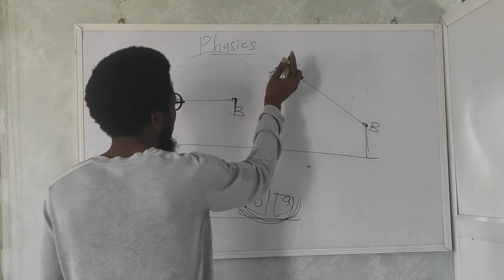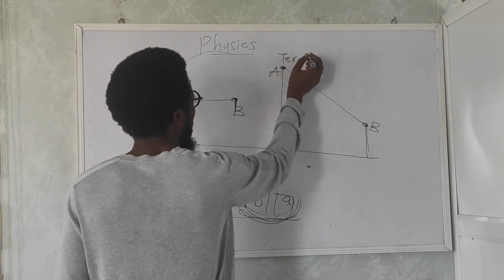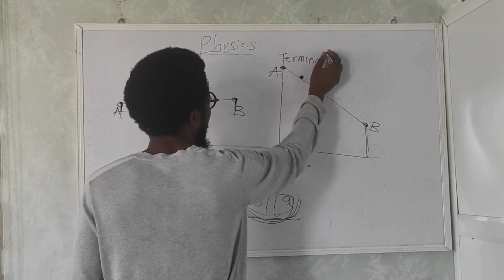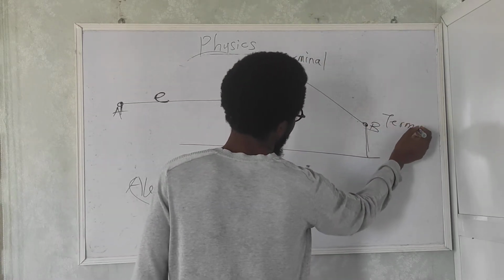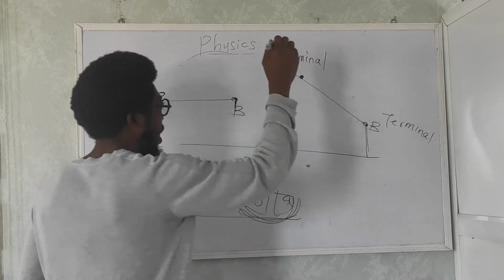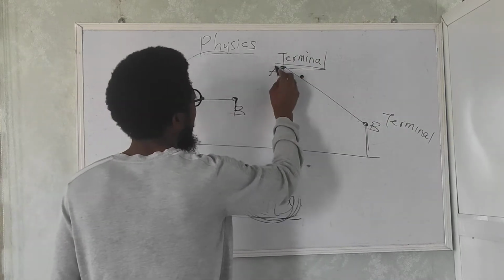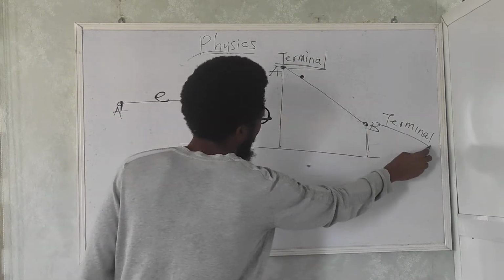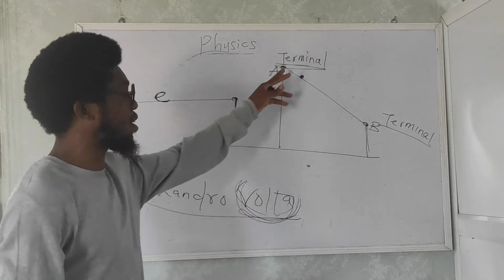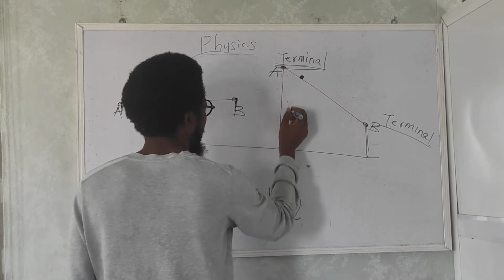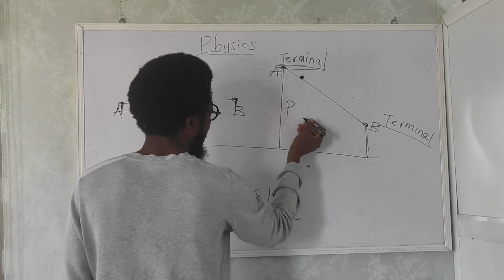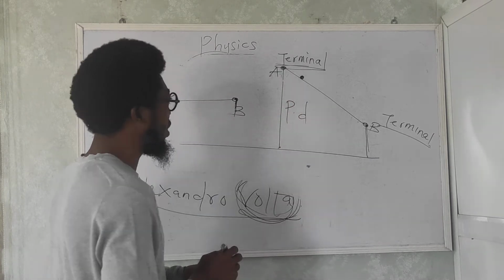So this end, I am going to now call it by its scientific name. And what do we call that? Terminal. And here is also going to be referred to as the what? Terminal. So that means that the potential difference between this terminal and that terminal is what makes the current flow. Therefore, I am going to call it potential energy difference, or simply potential difference.